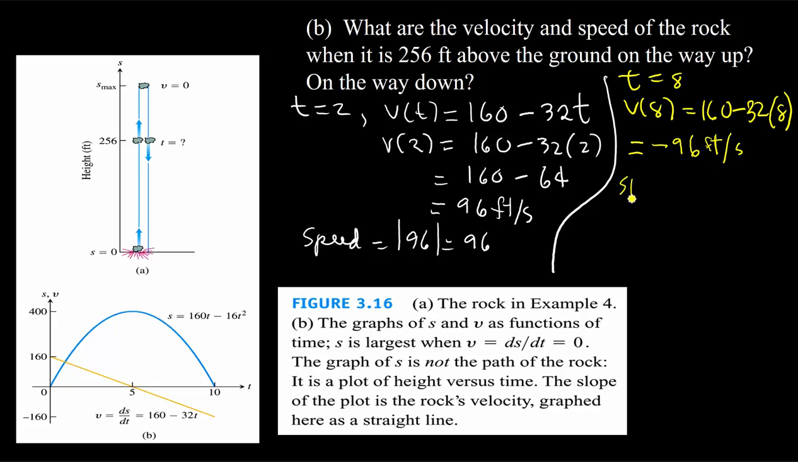What is the speed? You just take the absolute value of negative 96. So you get 96 feet per second. Same thing here, that's also feet per second. Okay, so that answers the question. On the way up, it's 96 feet per second. And of course, on the way down, you have an opposite direction. The velocity is negative, so it's negative 96 feet per second. And then same speed, because you just take the absolute value of the velocity.